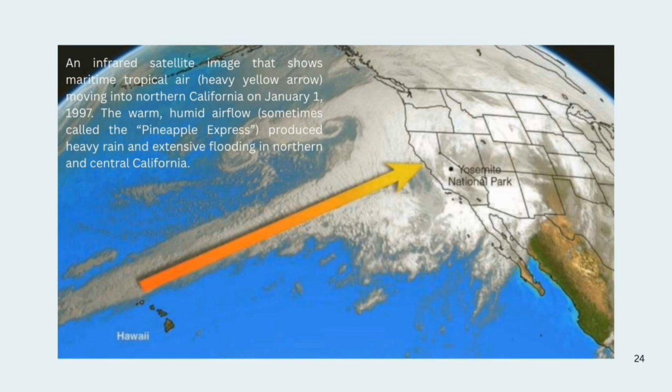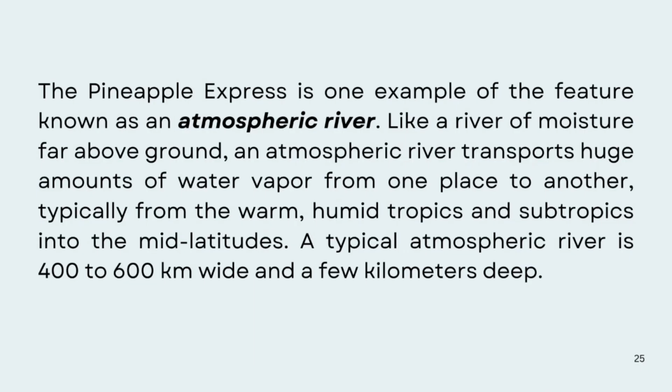This figure shows maritime tropical air, usually referred to as subtropical air, streaming into Northern California on January 1, 1997. So obviously it was New Year, no? The flow of humid subtropical air which originated near the Hawaiian Islands was termed the Pineapple Express. It is one example of the feature known as an atmospheric river.